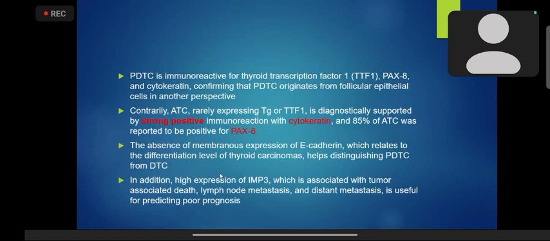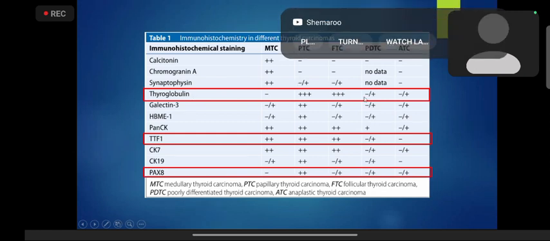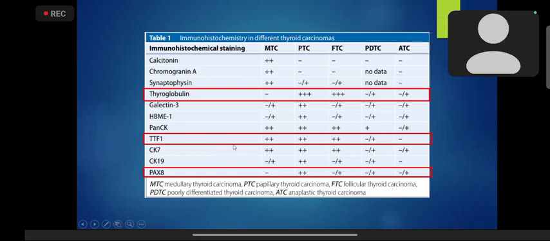So finally, what I concluded from this table: we can separate it from medullary thyroid cancer by calcitonin, chromogranin, synaptophysin. Thyroglobulin is positive in poorly differentiated thyroid cancer, which is absent in medullary thyroid cancer. And from TTF1 we can distinguish it from anaplastic thyroid cancer, because TTF1 is positive in poorly differentiated thyroid cancer and negative in anaplastic thyroid cancer. And PAX8 is positive except in medullary thyroid cancer.